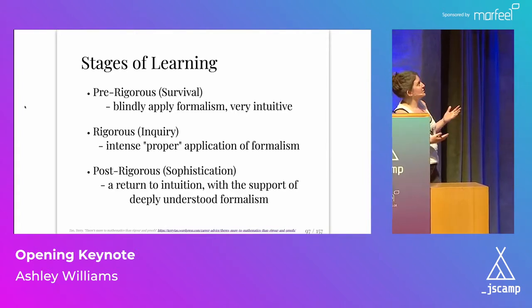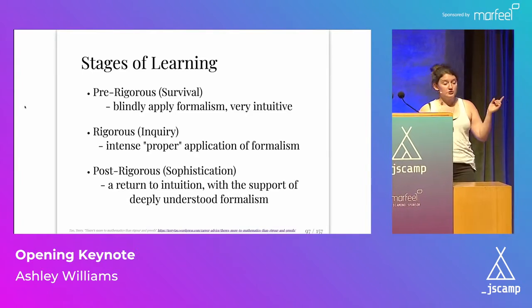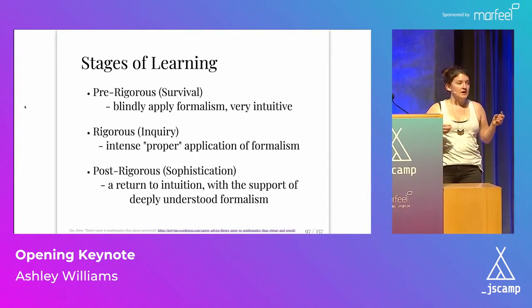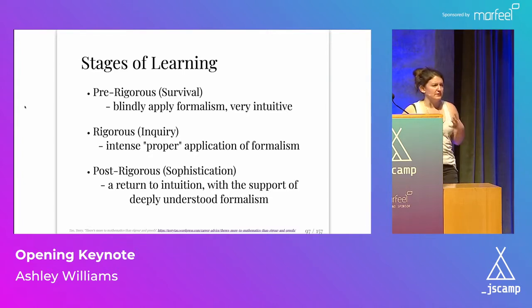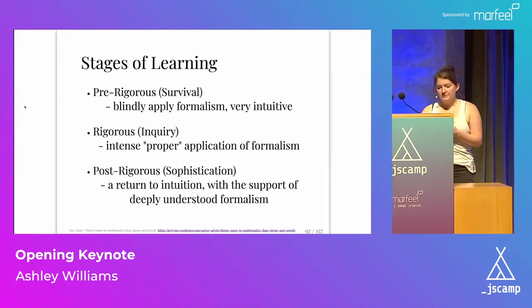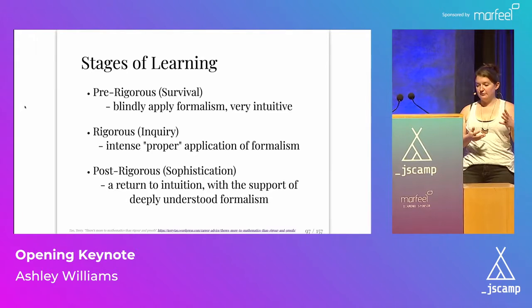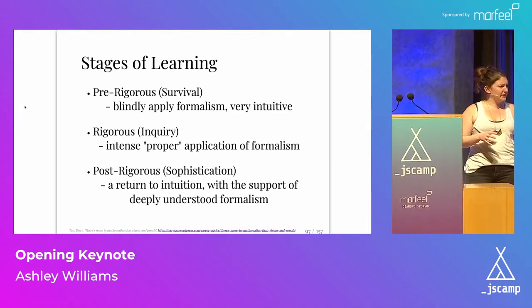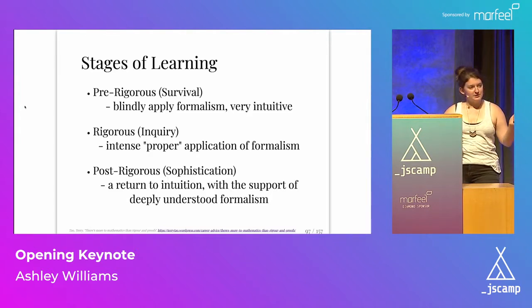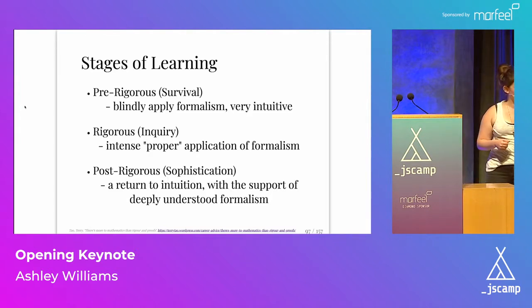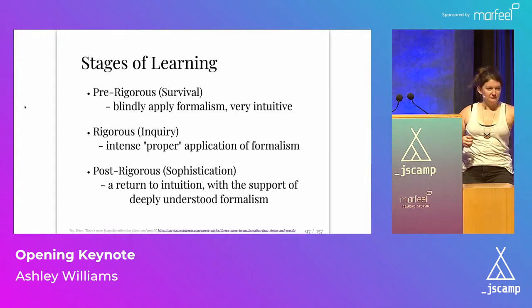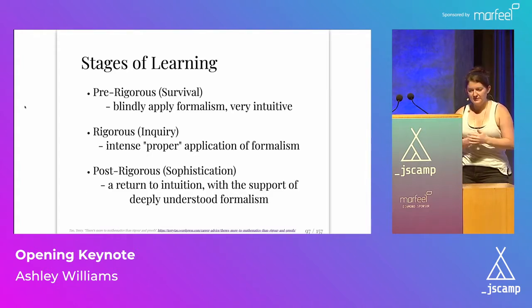So this mathematician identified 3 stages of learning. First was the pre-rigorous or survival. And what these people tend to do is they tend to be very intuitive. They kind of blindly apply formalism. There's a very complicated shower hook in the hotel that I'm staying in, and I was definitely in survival mode while trying to work through this shower thing, where I was just kind of blindly turning it and hoping the temperature or the water flow would change.